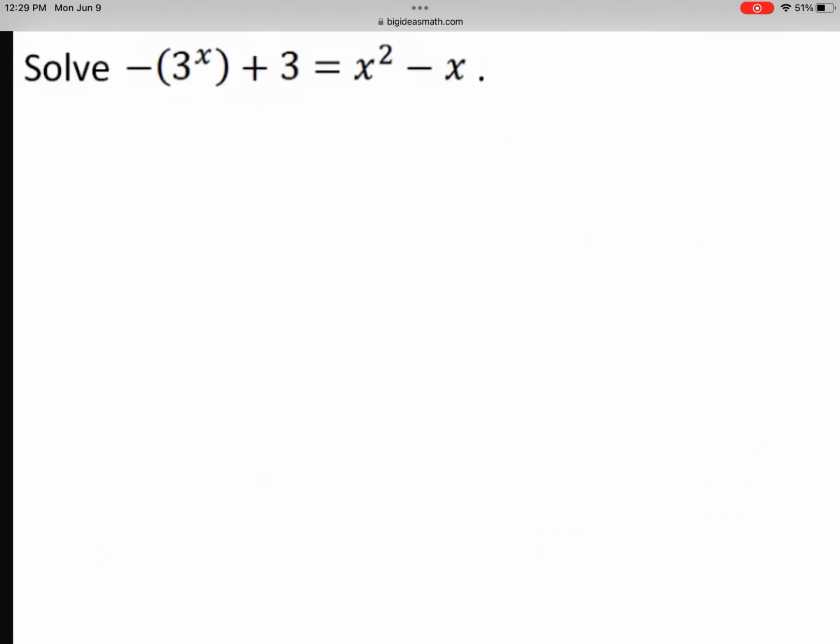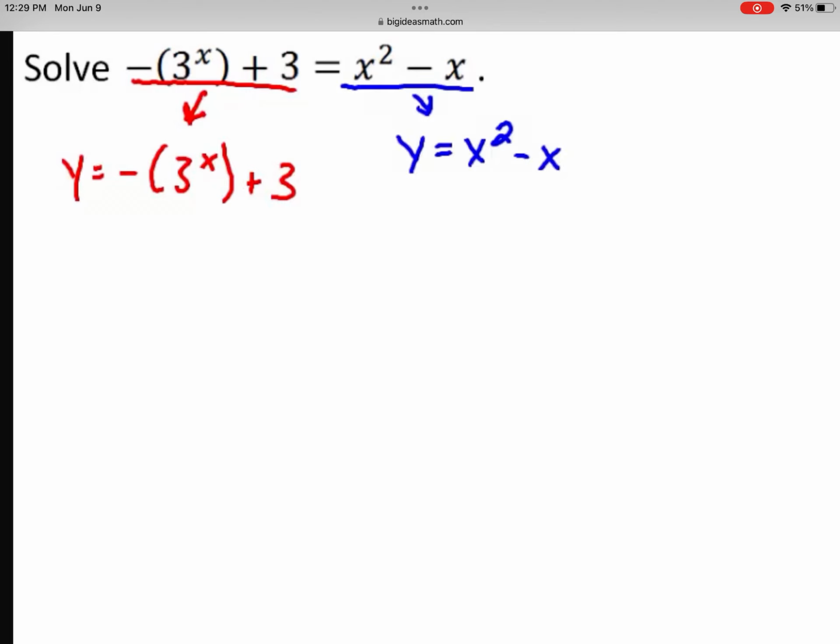Solve the negative of the quantity 3 to the power of x plus 3 equals x squared minus x. You do not know how to solve this equation algebraically, so use each side of the equation to write the system y equals the negative of the quantity 3 to the power of x plus 3 and y equals x squared minus x. Use a graphing calculator to graph the system. Then use the intersect feature to find the coordinates of each point of intersection.